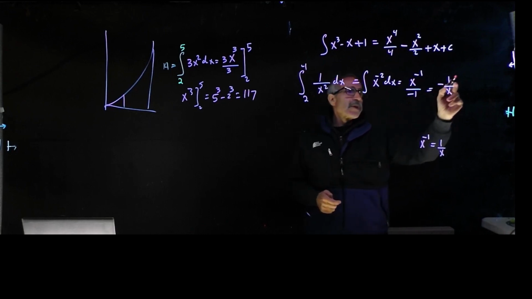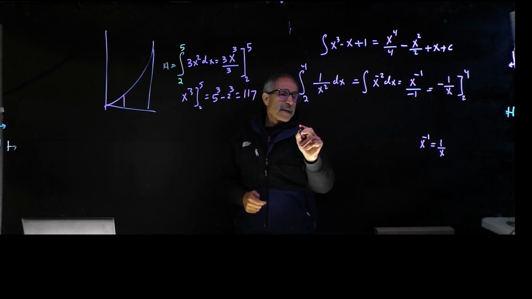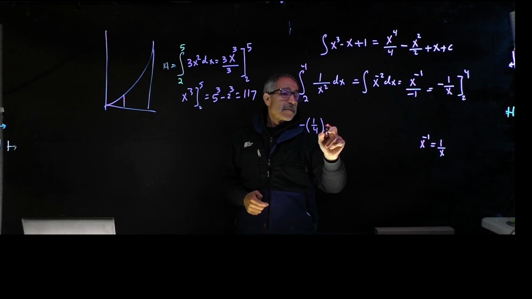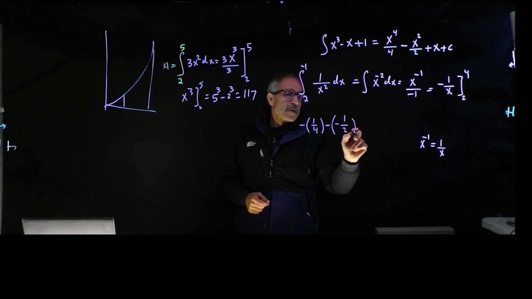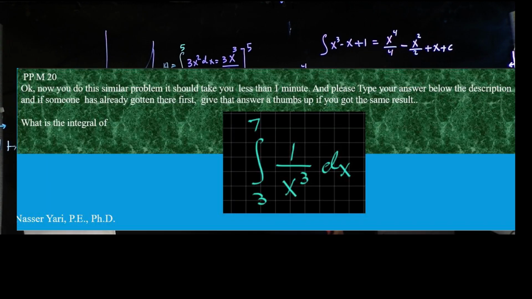Then you can go ahead and put in 2 and 4 here. So it's going to become minus 1 over 4 minus, minus 1 over 2, which is 1/4. You do the next one. The whole idea is to do a lot of practice.